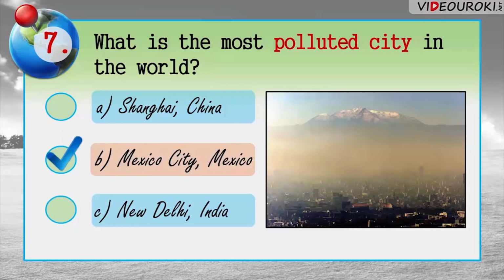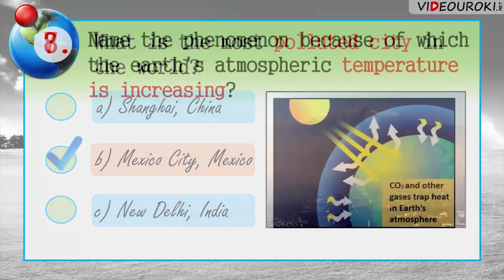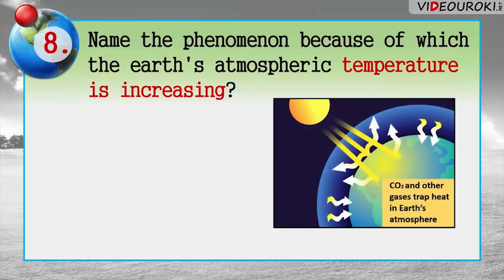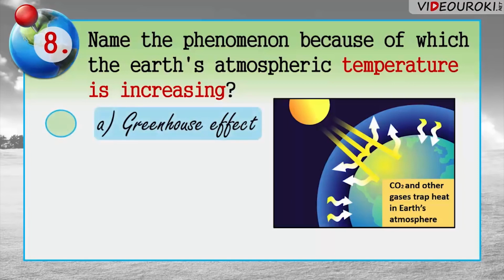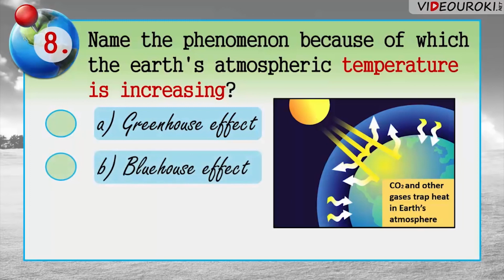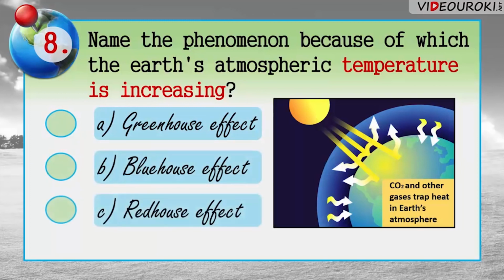Air pollution in Mexico City is a severe ecological problem. Question number 8. Name the phenomenon because of which the Earth's atmosphere and temperature is increasing. A. Greenhouse effect. B. Blue house effect. C. Red house effect. Correct answer is A. Greenhouse effect.